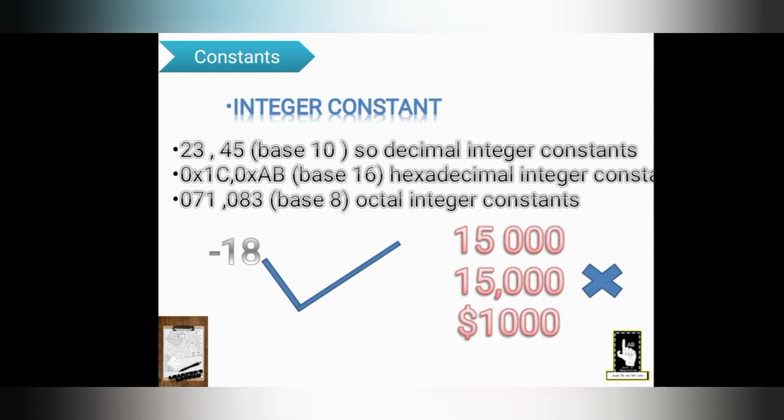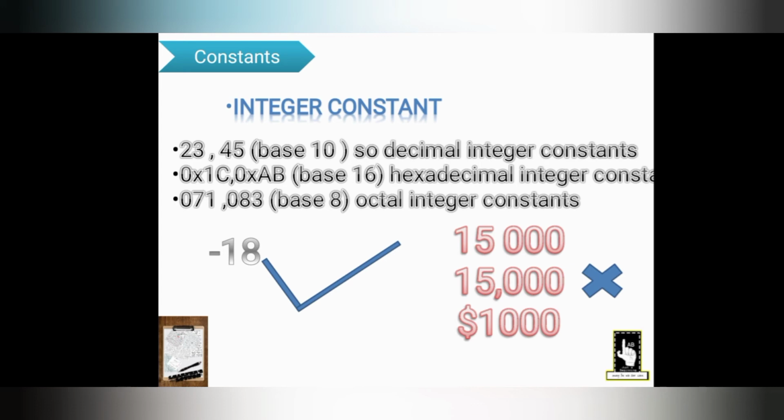Integer constants. These are the numeric values which comprise digits 0 to 9 without any decimal values, say 23 or 45 to the base 10. So these are decimal integer constants. 0x1c or 0xab to the base 16 are called hexadecimal integer constants. 071 or 083 to the base 8 are called octal integer constants.